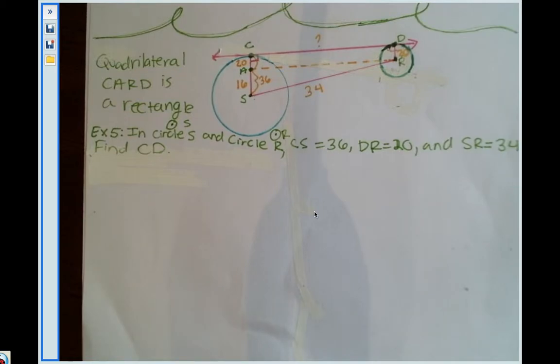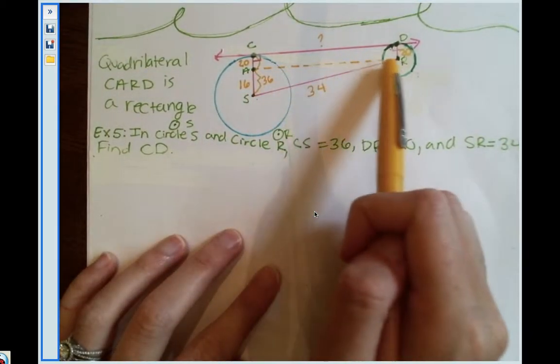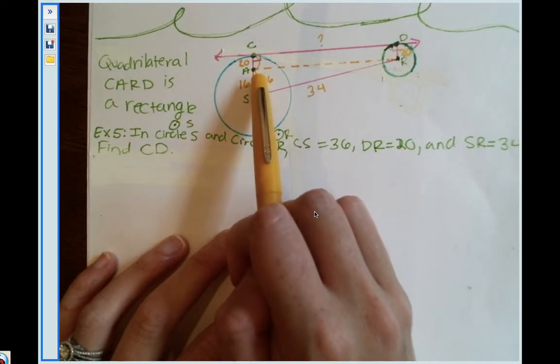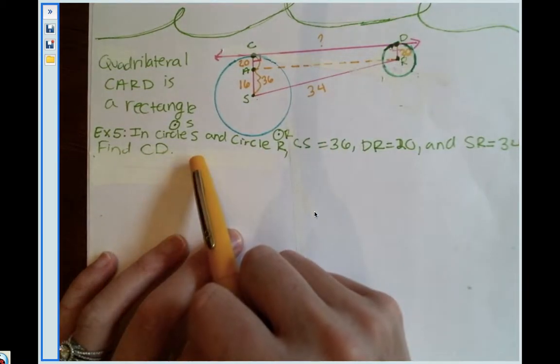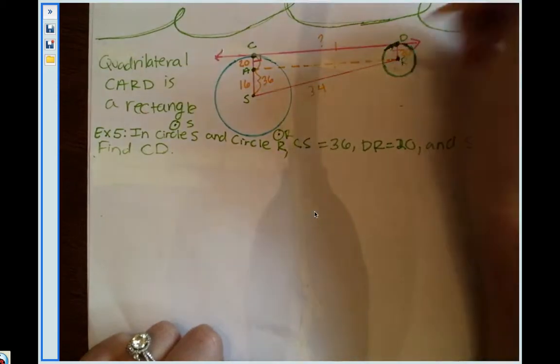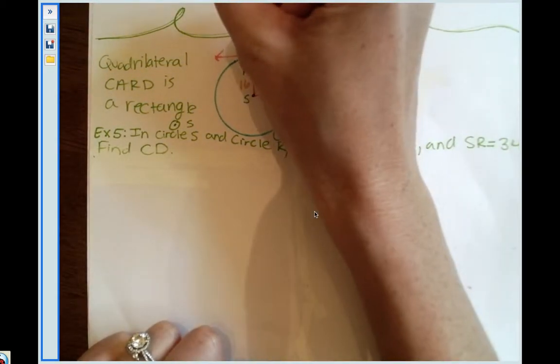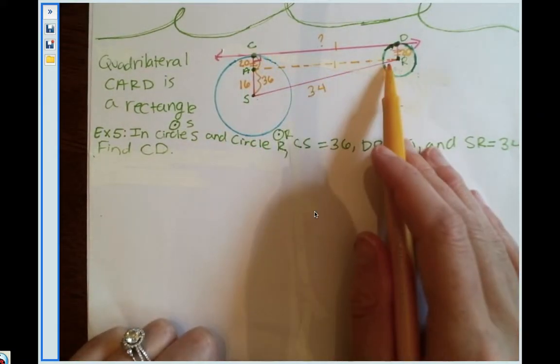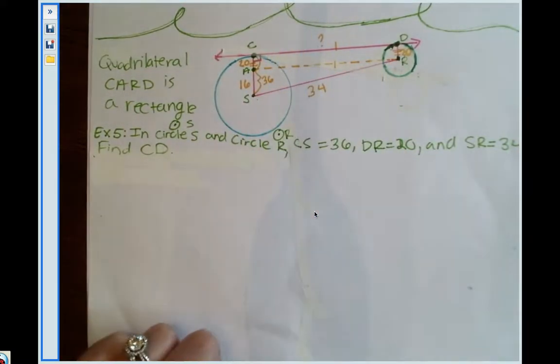Also, since in a rectangle opposite sides are congruent, if I can find this little dashed line, which side of the rectangle is congruent to AR? CD is congruent to AR, so these two are congruent. And these two were congruent. So if I know this dashed line right here in my rectangle, then I will know CD.